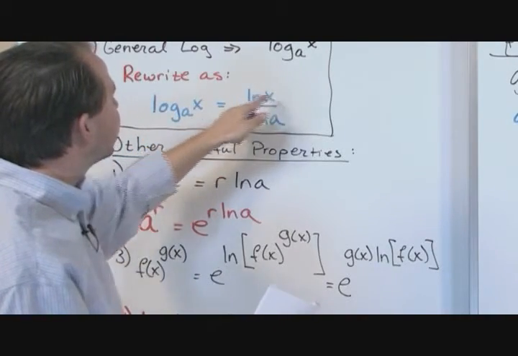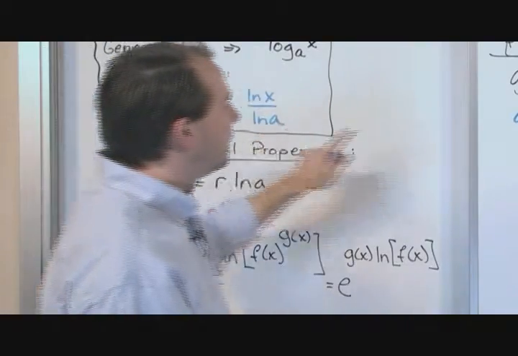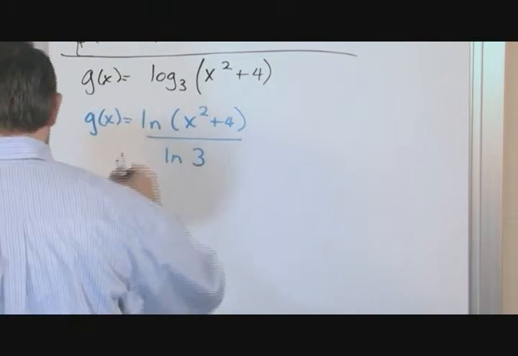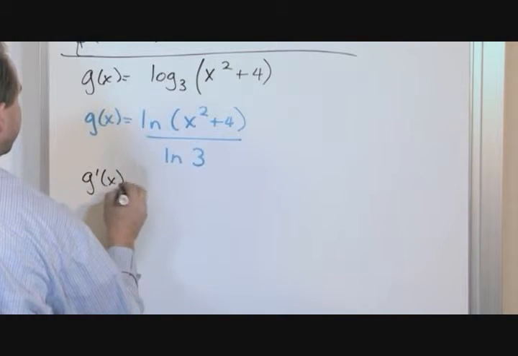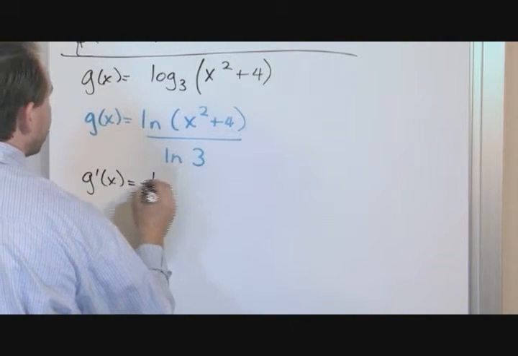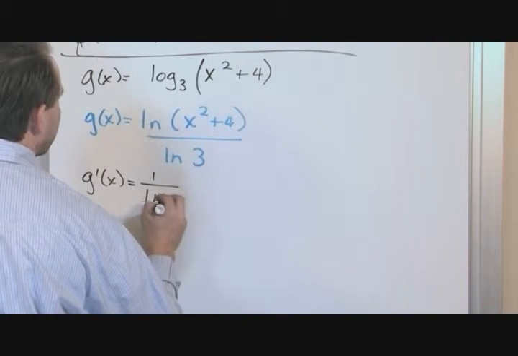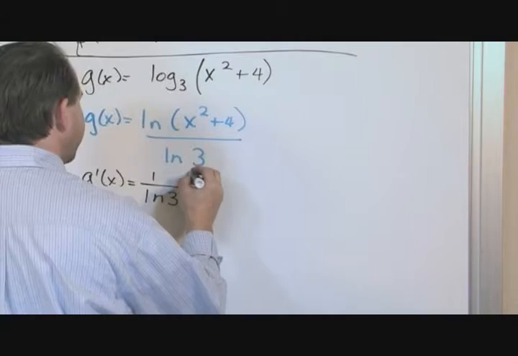In this case, it's x, but if it's anything other than x, you stick it up there, divided by natural log of the base. That's exactly what I have. And we know how to take the derivative of this, believe it or not, because what we have on the bottom is just simply a number. So g prime of x is going to be equal to, we take 1 over natural log of 3 out because it's basically a number, right? And then we start taking the derivative of this guy.